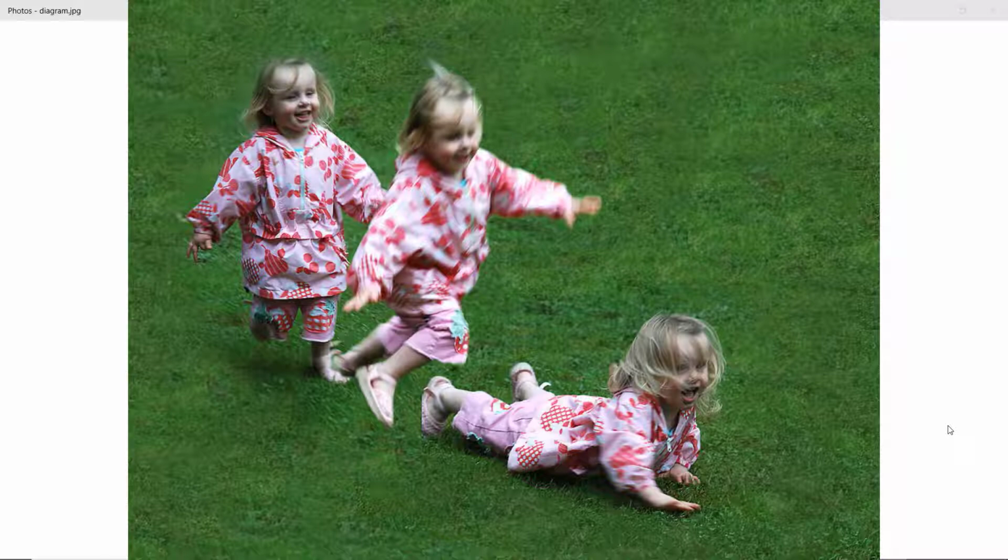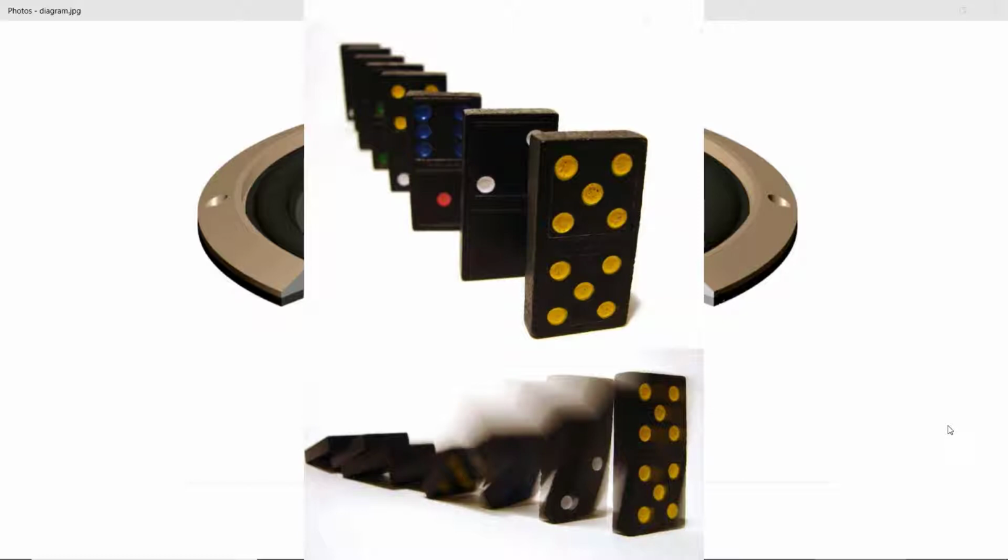Or maybe think about dominoes. When a domino falls and it's in a row, you might see that that domino falls over. It doesn't really change its position in the line, but it does transmit its energy to the adjacent domino. And what happens is that the domino at the end of the line falls over, even though the original domino stays in its original position.